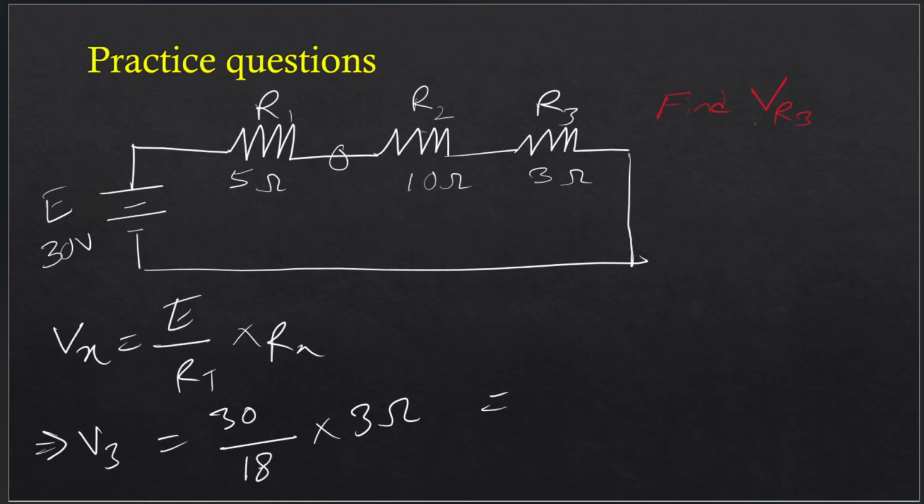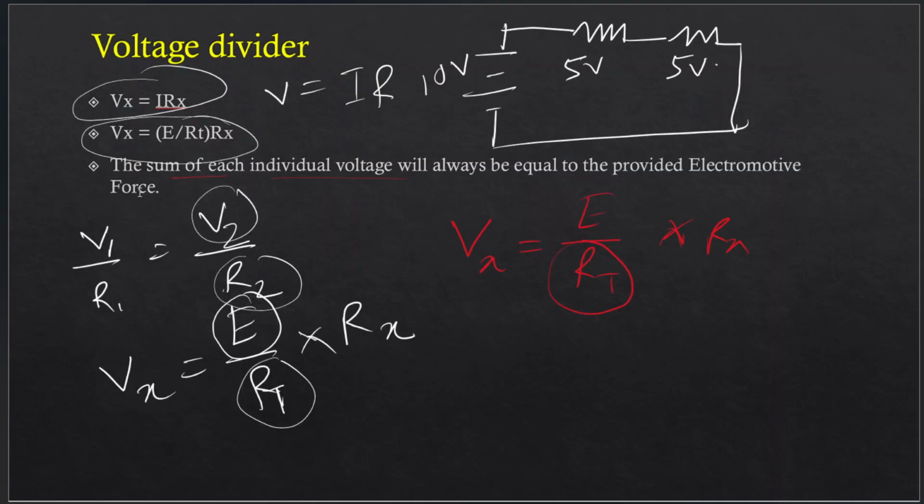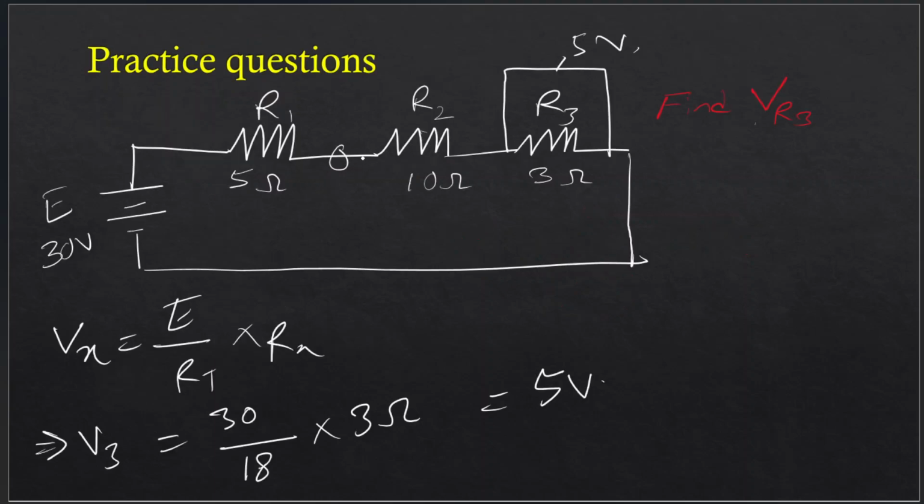30 over 18 times 3. So that's 5 volts. So VR3 here will be 5 volts. Now let's verify this part, where the sum of each individual voltage will always be equal to the provided electromotive force. Is that true?